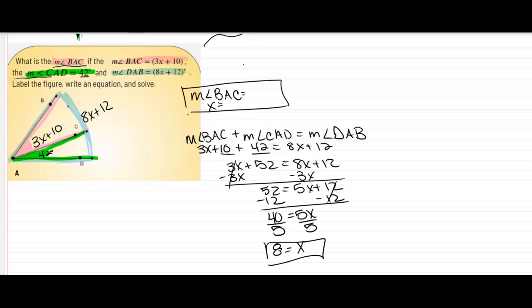Notice how it has not answered our question. Our question is the measure of angle BAC. So we use the expression 3x plus 10, and now we're going to substitute the x value that we have just solved for. 3 times 8 plus 10, and this is 24 plus 10, which gives us 34. So the measure of angle BAC is 34 degrees.